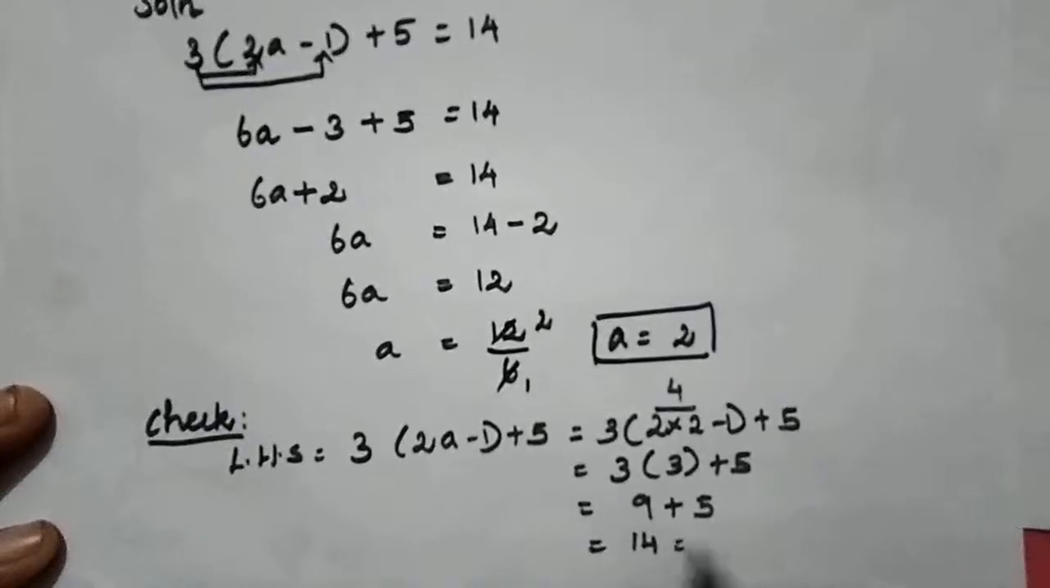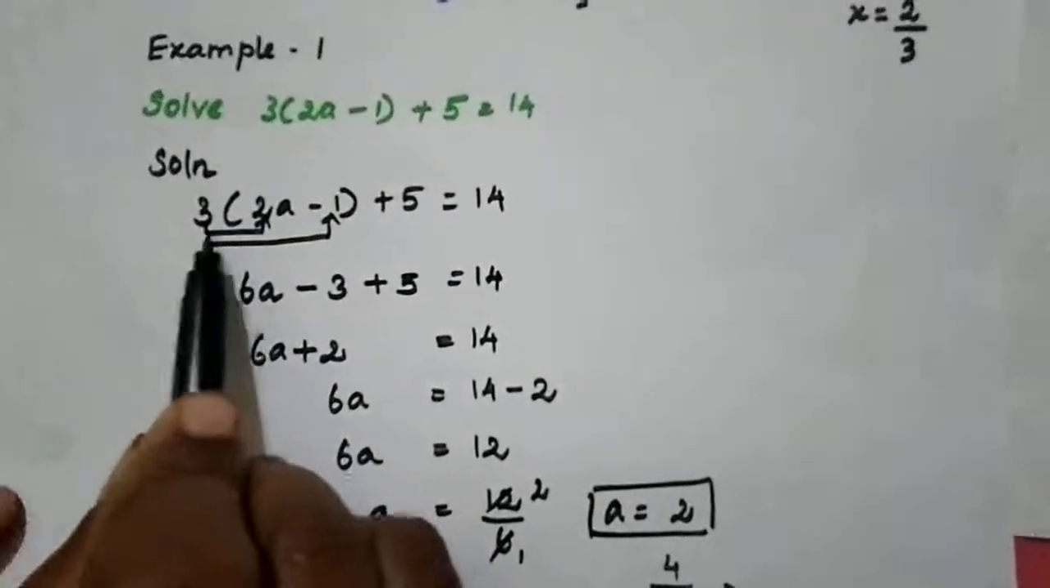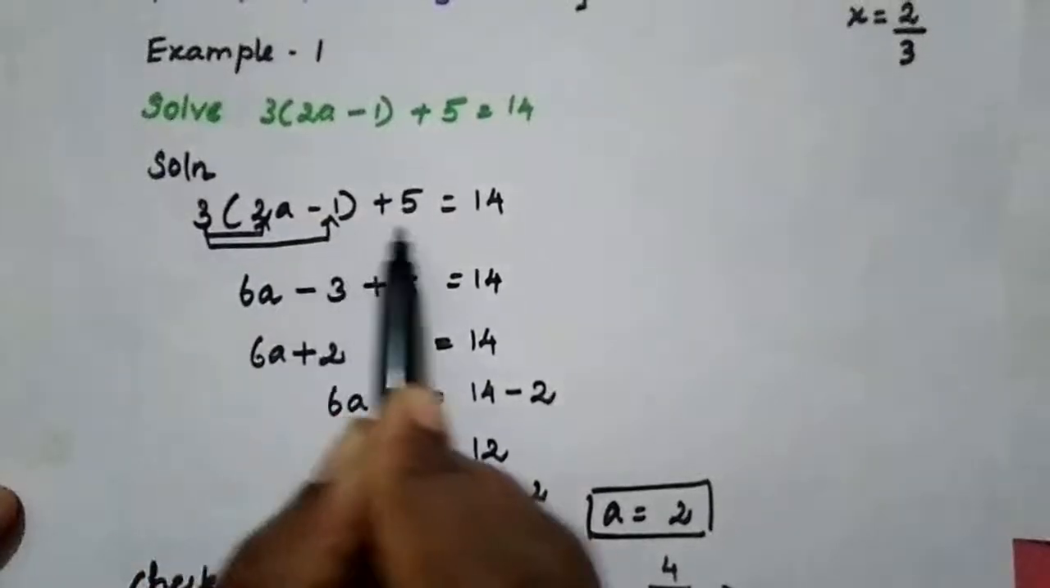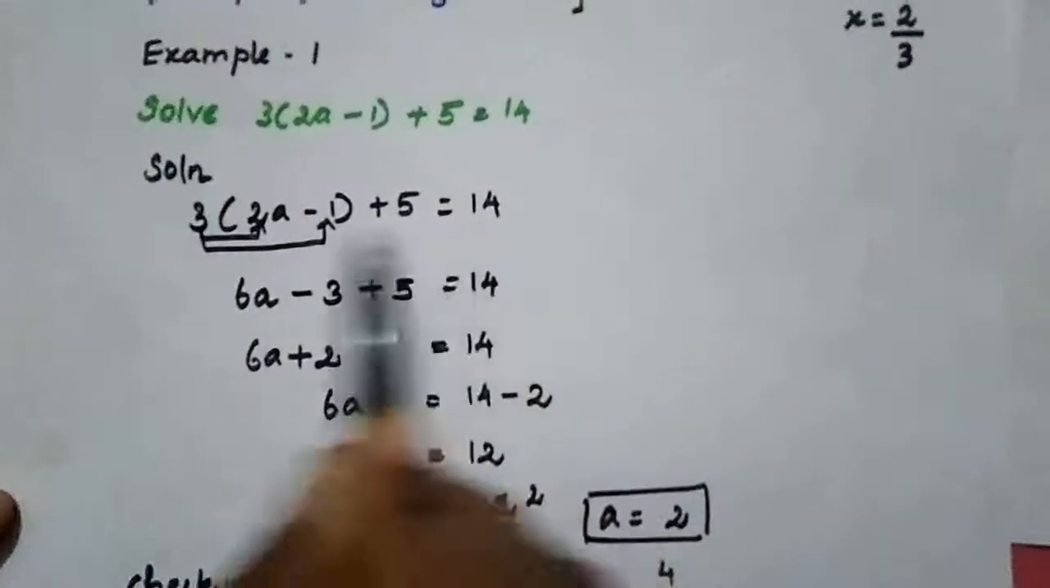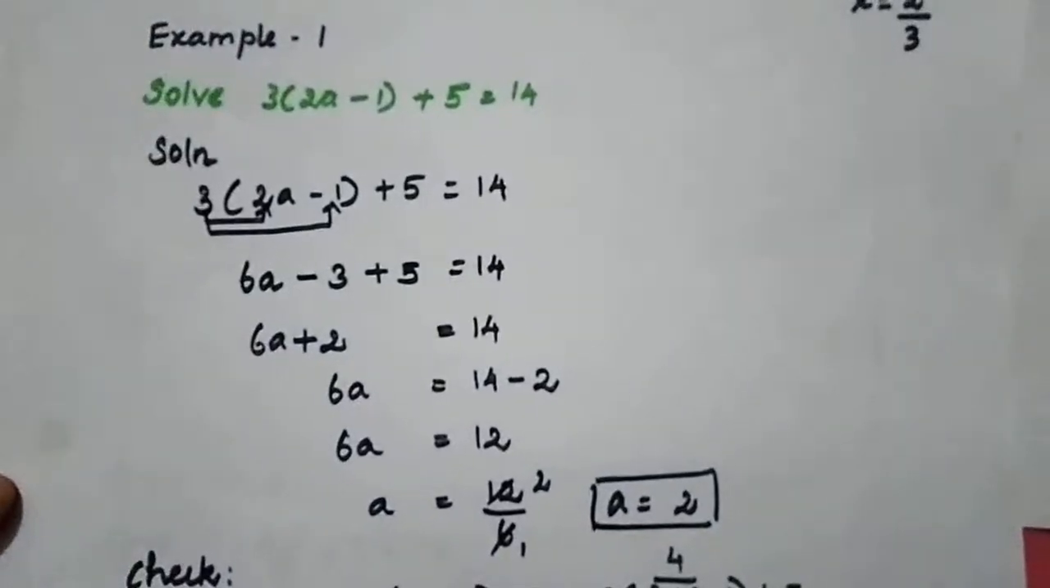Now we have reached your RHS. So the equation 3 into 2a minus 1 plus 5 is equal to 14 when a is equal to 2. Is it clear, children? Yes.